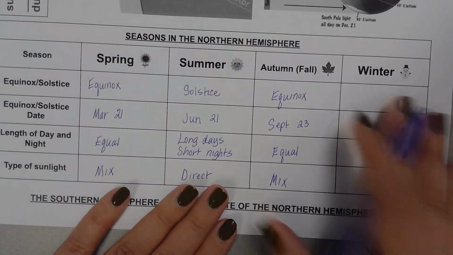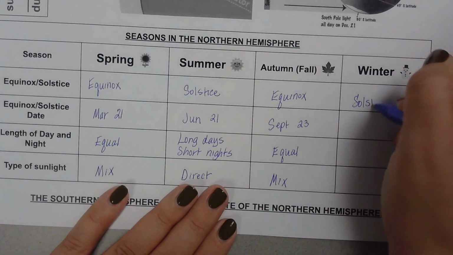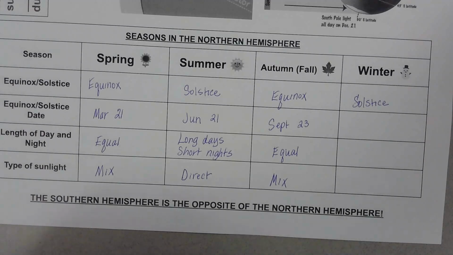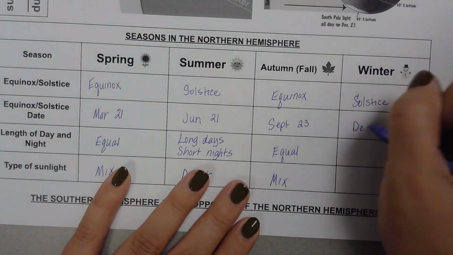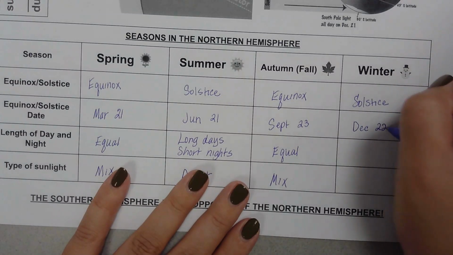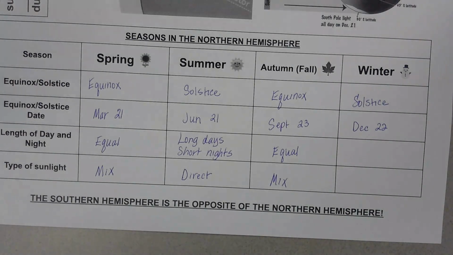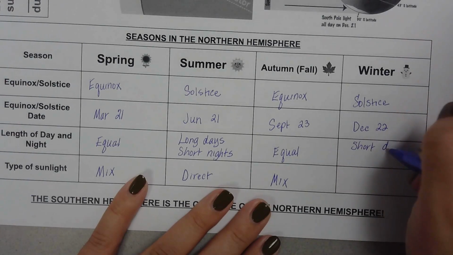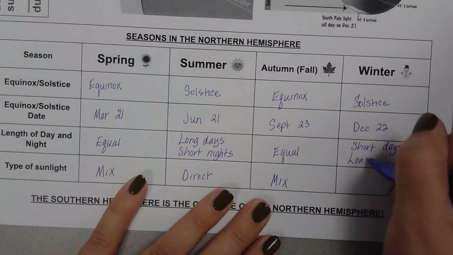And finally, in winter, we have another solstice. So the winter solstice is the longest night of the year, and it's the shortest day of the year. That's why a lot of winter holidays take place on or around the winter solstice, which is usually around December 22nd. Because the nights are so long and dark and cold, we need some festivity in order to keep our spirits up through those very long, cold winter nights. So we have very short days and long nights.